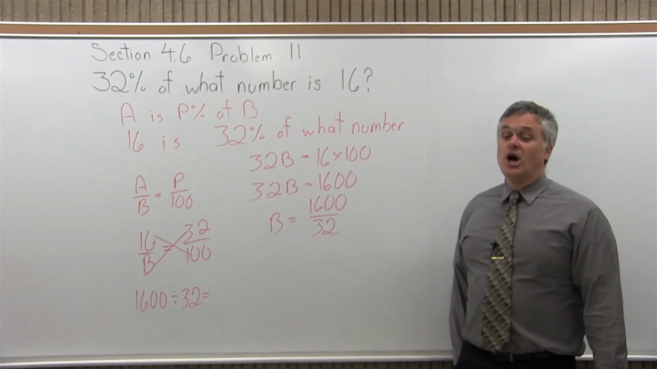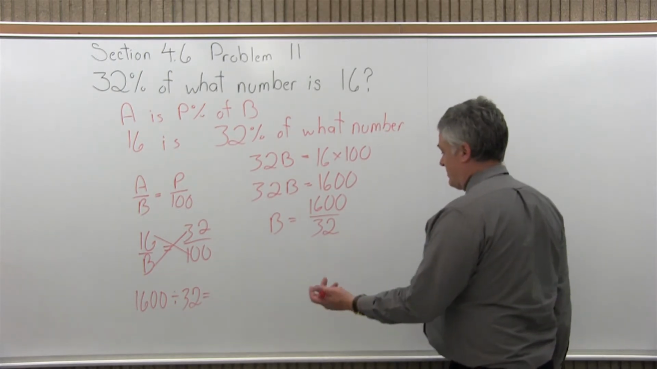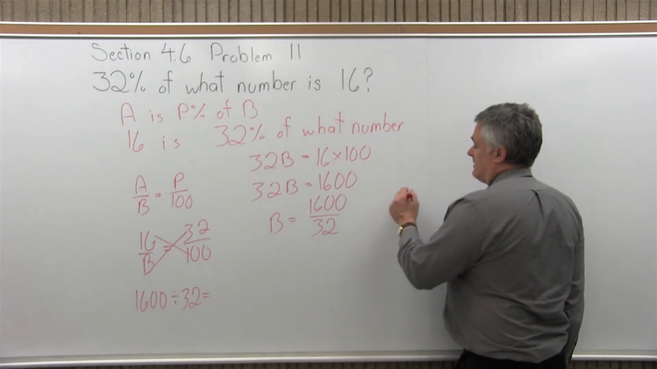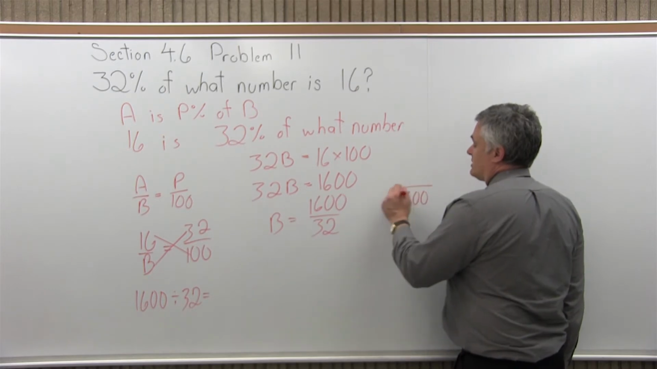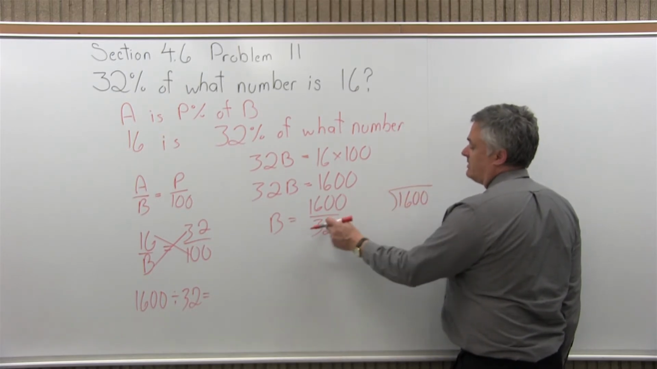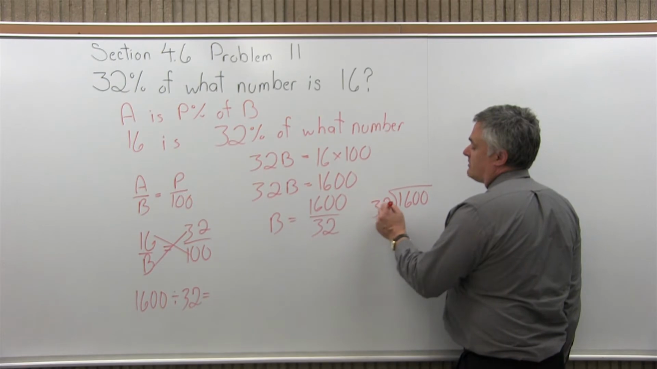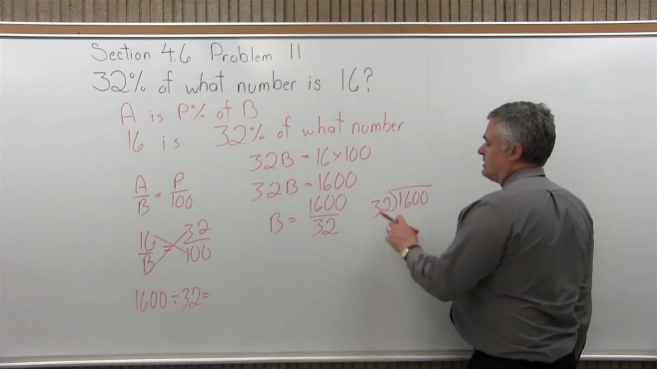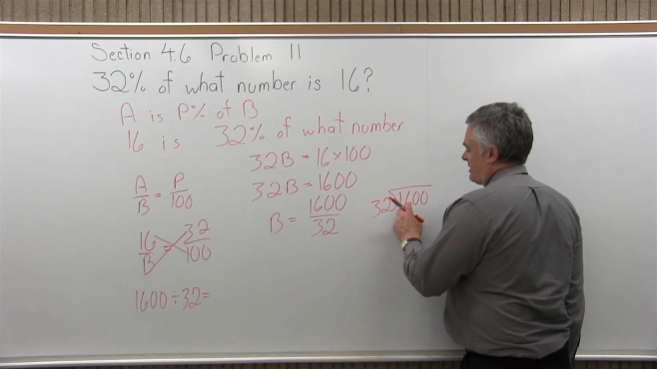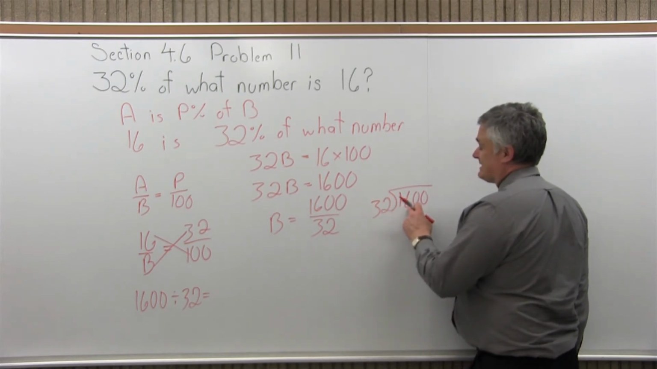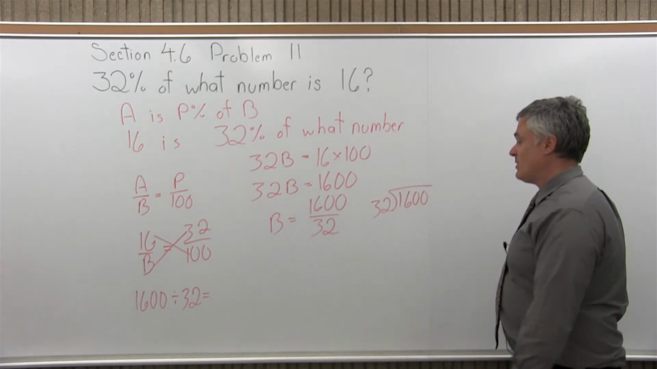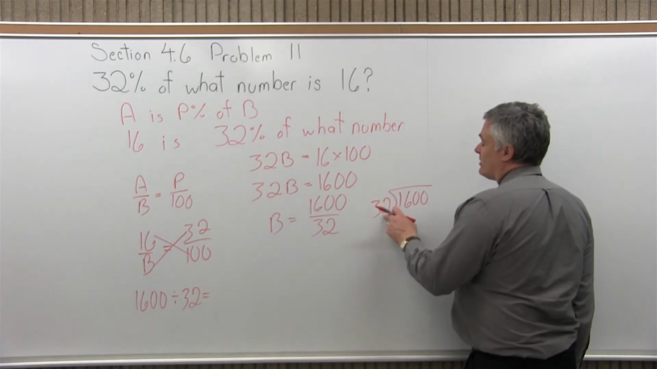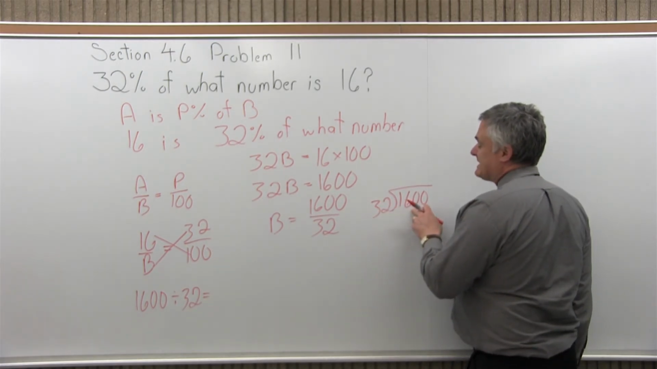Now, if your teacher will not let you use a calculator, you have to do it by hand. So the numerator goes under the division symbol, the 1,600. The denominator goes in front of the division symbol. And now we start the process. 32 divides into 1. 1's not big enough. It won't go. 32 divides into 16. 16 is still not big enough. Still won't go. So we have to divide 32 into 160.